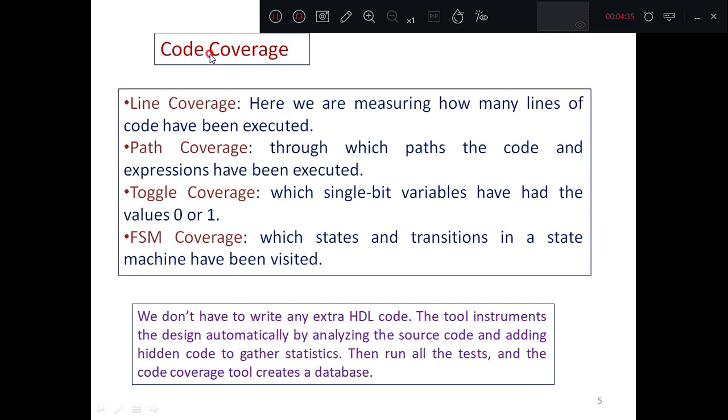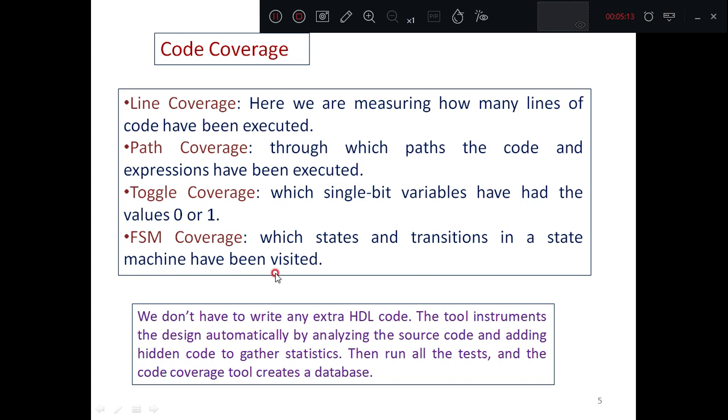Now, what is code coverage? Code coverage consists of line coverage, path coverage, toggle coverage and FSM coverage. Line coverage measures how many lines of the code have been executed. Path coverage measures through which paths the code and the expressions have been executed. Toggle coverage measures which single-bit variables have had the values 0 or 1, and FSM coverage measures which states and transitions in a state machine have been visited.